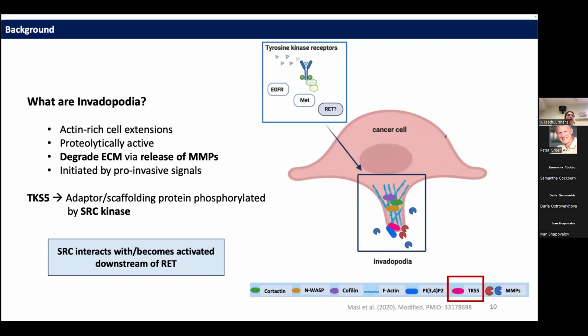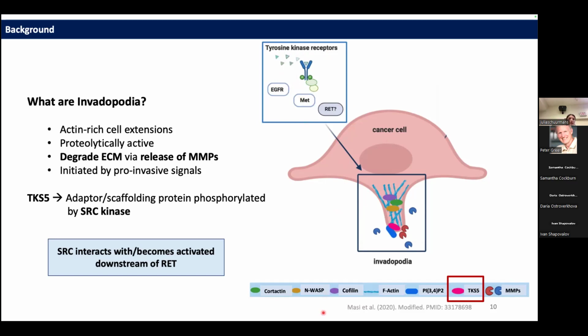Before I move on, I'm going to quickly talk about invadopodia. So they're actin-rich cell extensions. They're proteolytically active, so they degrade the extracellular matrix through the release of matrix metalloproteinases, or MMPs for short. And they're initiated usually by pro-invasive signals from receptor tyrosine kinases. In the past, it's been shown EGFR, MET signaling, and now we're going to look at RET signaling.